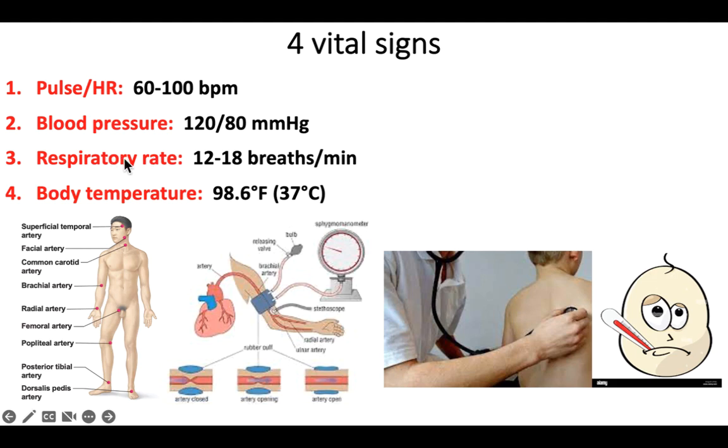Respiratory rate's another important measurement or sign, 12 to 18 breaths per minute, and that can really be done pretty easily just by watching the chest expand and recoil on every breath. And then finally, body temperature, we all know, is an important vital sign, 98.6 degrees Fahrenheit and 37 degrees Celsius. And again, there's a range here, plus or minus a couple degrees. It can be a little lower, it could be a little higher, but these are usually the numbers that are given for these normal vital signs.